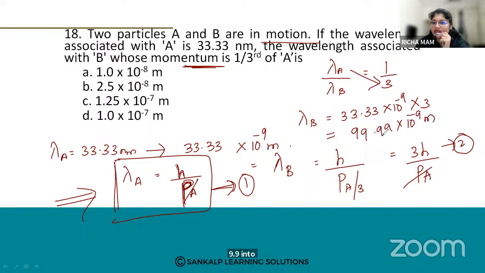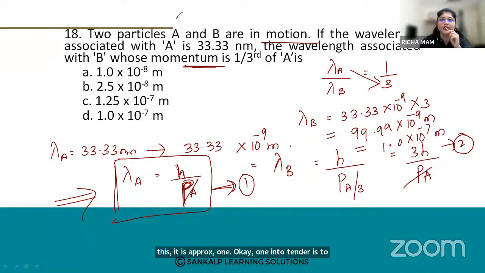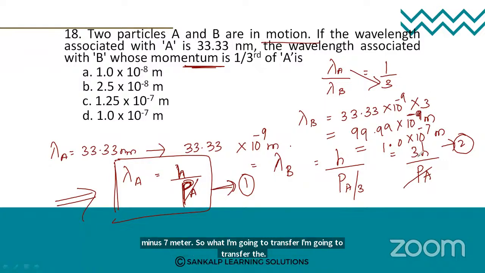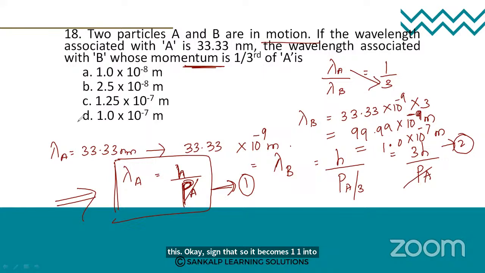So if I transfer this, it is approximately 1 into 10 raised to minus 7 meters. I am going to transfer the decimal to that side. So it becomes 1 into 10 raised to minus 7 meters. So option number D is the answer.